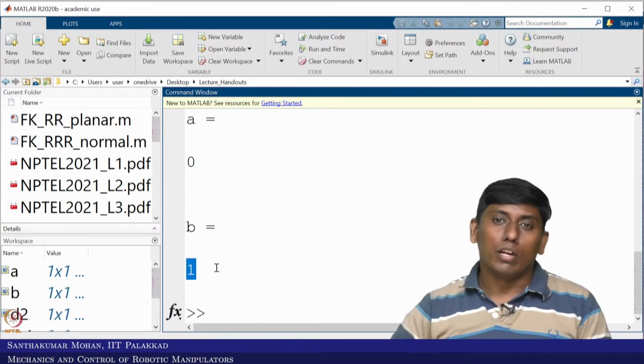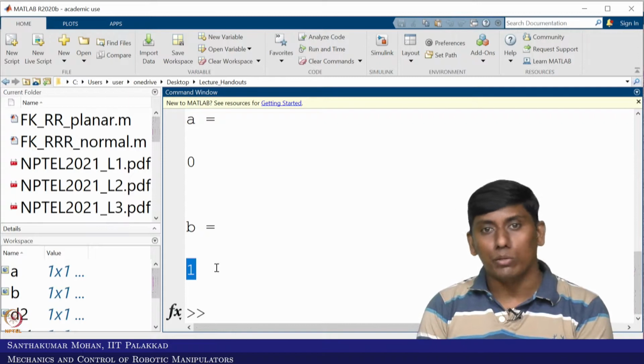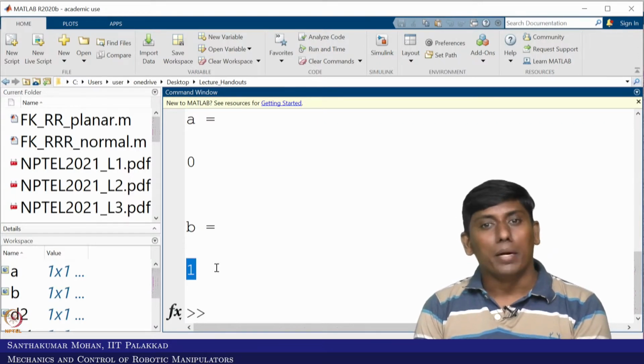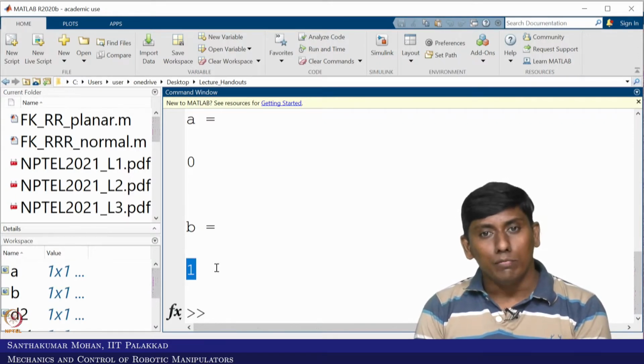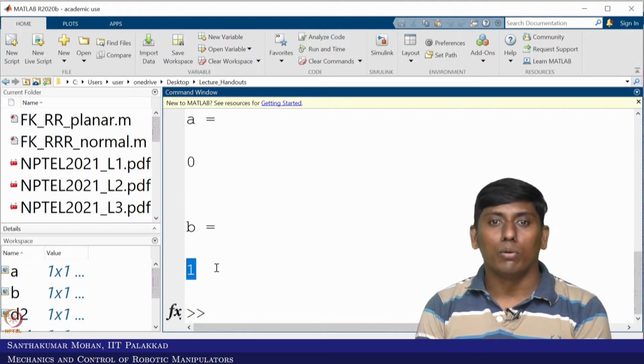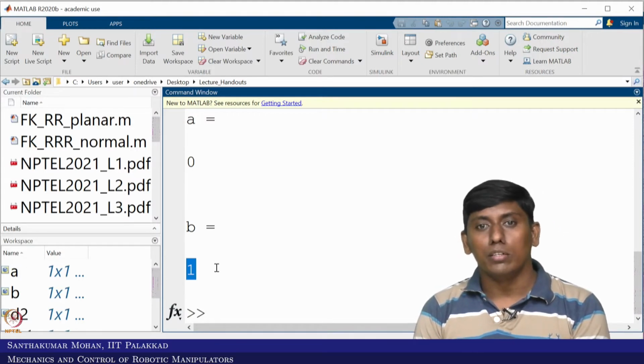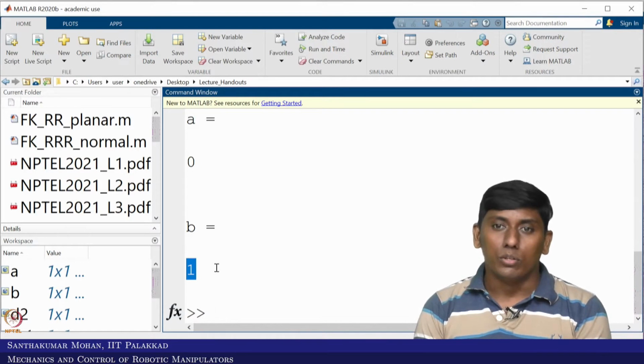So you can use even MATLAB for solving the inverse kinematic solution, but I don't recommend that. If you want to solve the inverse kinematic solution, better you go with a numerical method. So the next lecture would be talking about numerical methods.